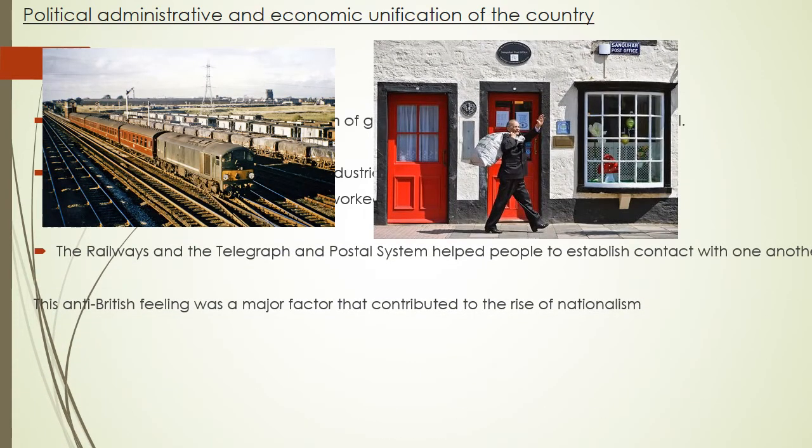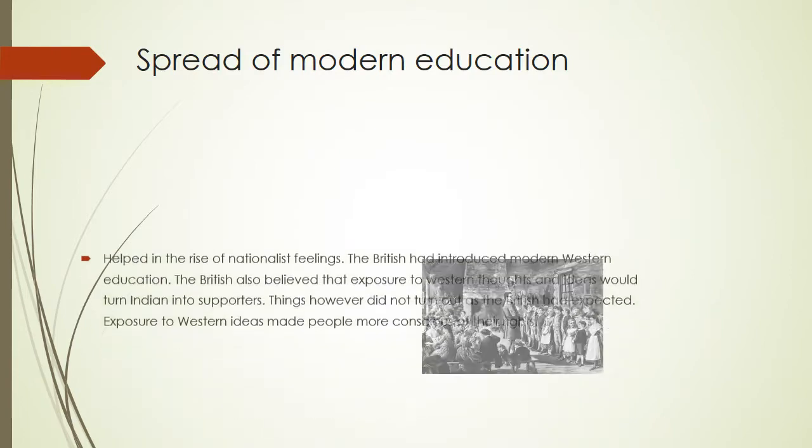The railways and the telegraph and postal system helped people to establish contact with one another. People realized that the British rule was responsible for their suffering. This anti-British feeling was a major factor that contributed to the rise of nationalism.